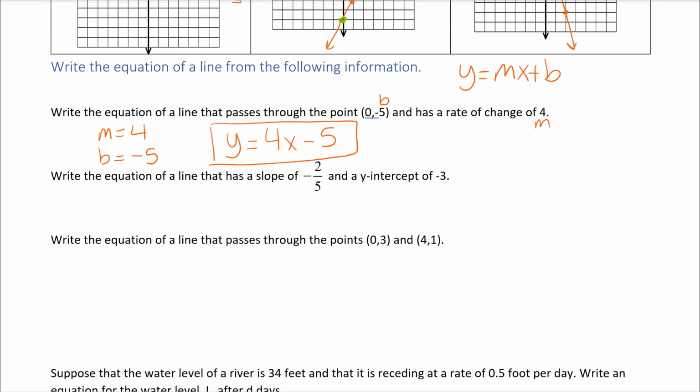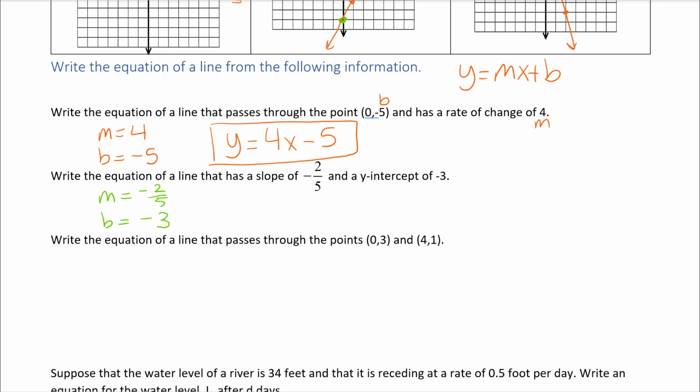All right, let's do that again. Write the equation of a line that has a slope of -2/5 and a y-intercept of -3. I'm looking for m and b. Well, slope, that is the m, so -2/5, and the y-intercept of -3. That tells me b is -3.